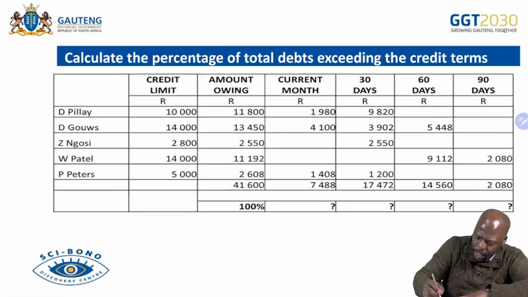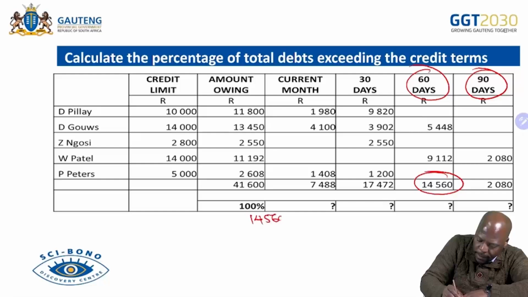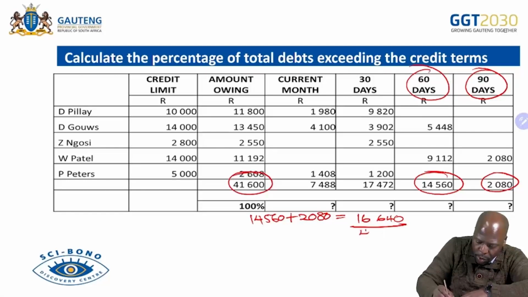What do we do then? It means what we want is the amount that is exceeding. First, 60 days, 90 days. The total, 14,560 plus 2,080. Give me the total. Or do you get on a calculator? It gives me 16,640. I divide it by the total of amount owing, which is 41,600. I multiply this by 100 over 1. It should give me 40%.